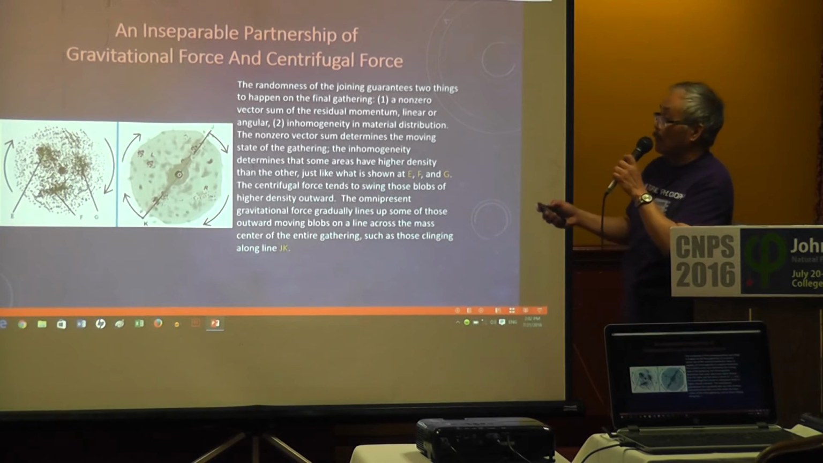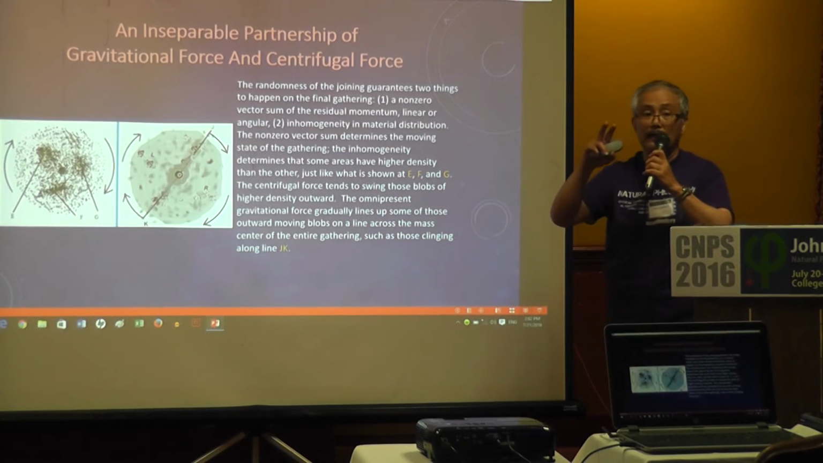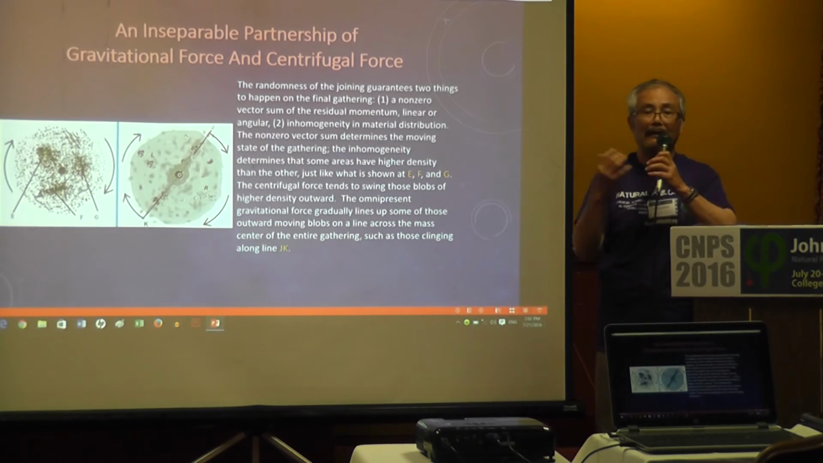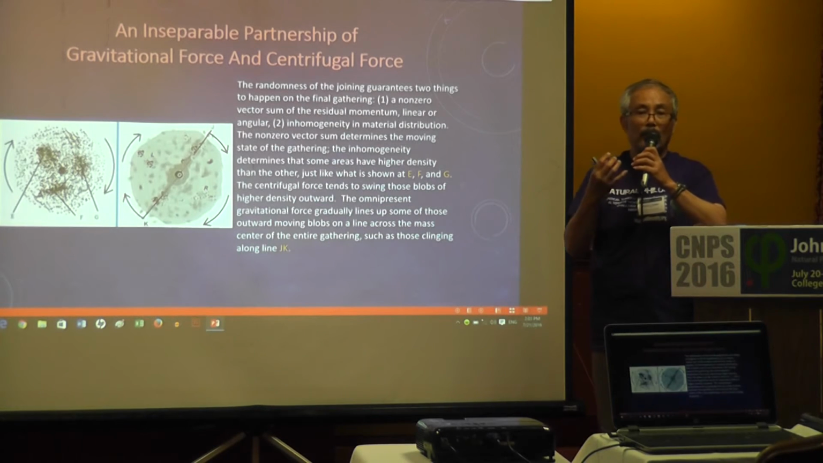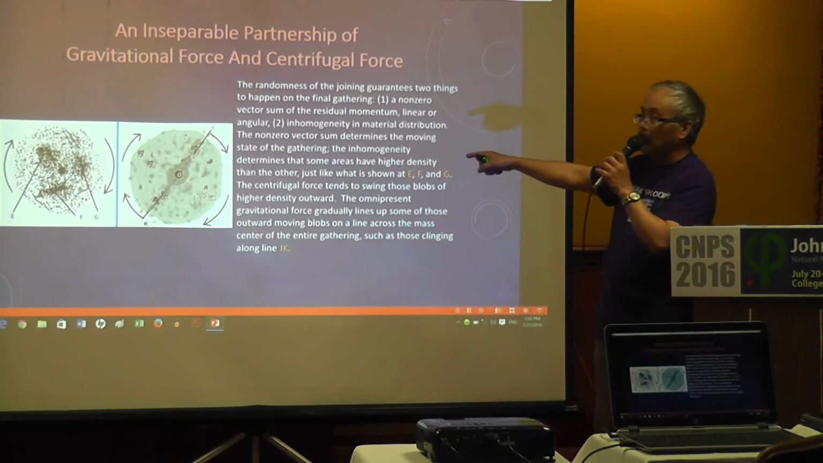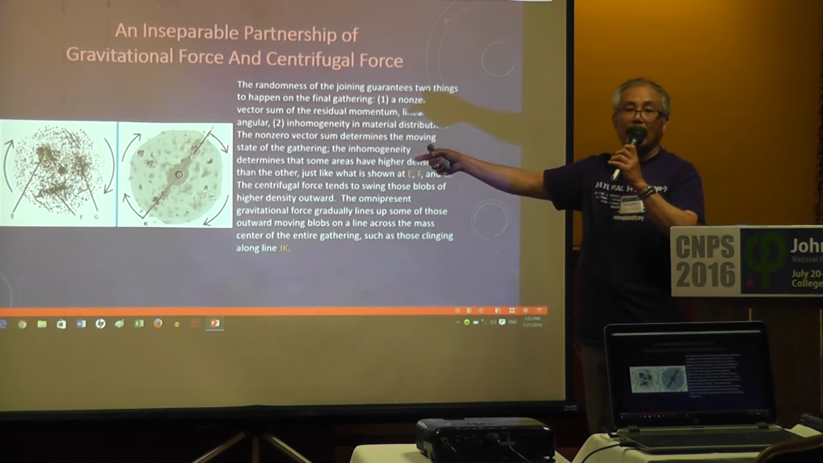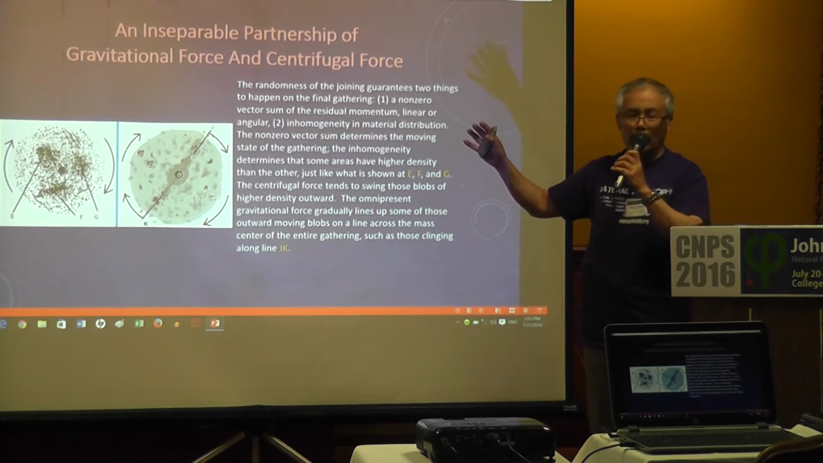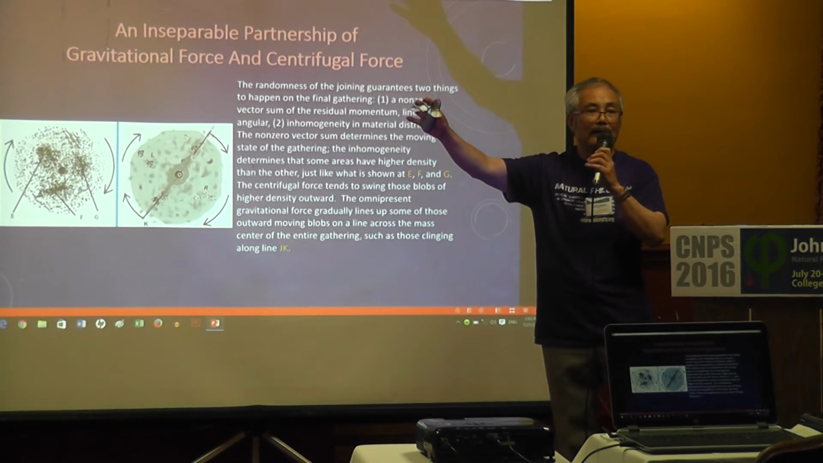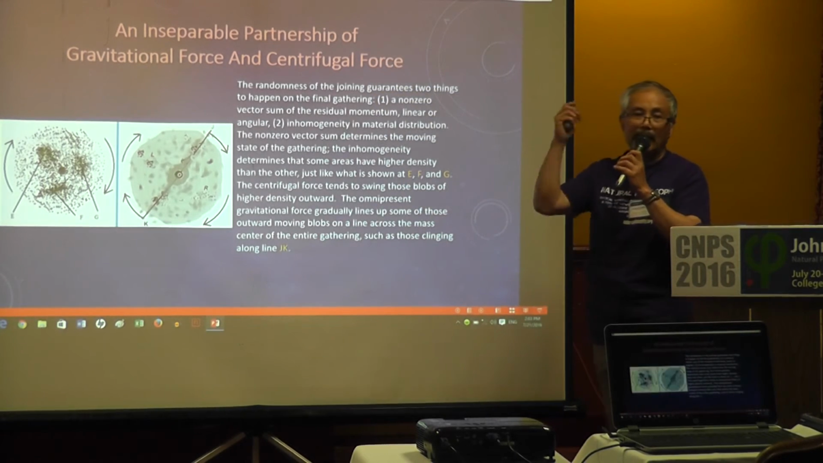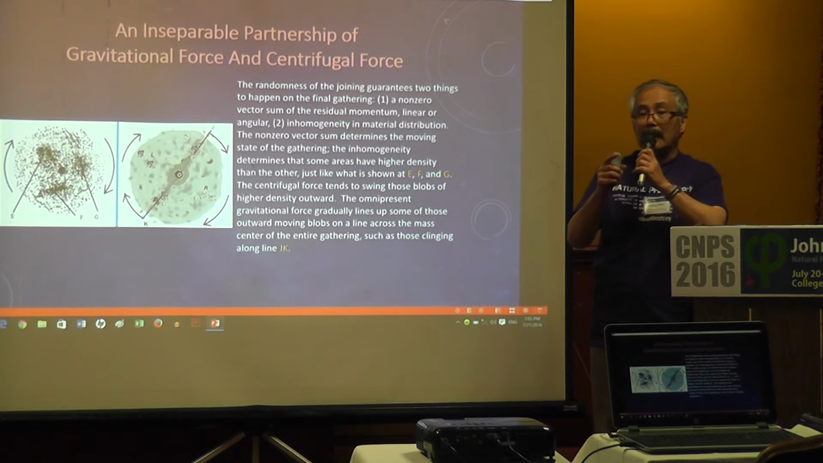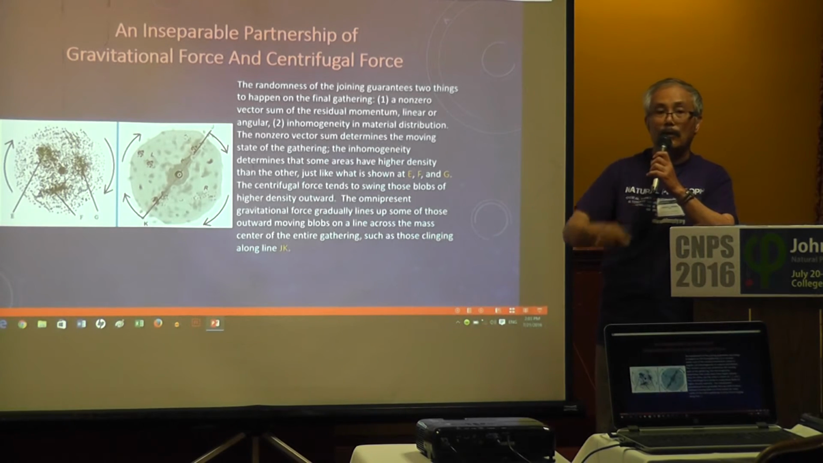When material is randomly tossed together, there are two things to be guaranteed. Number one is that momentum cannot be exactly cancelled out. There will be some residual momentum, linear or angular. Angular momentum determines how the final material gathering spins. And the linear residual momentum will determine how it will translate, moving with respect to other objects, other galaxies, other celestial bodies. The next thing guaranteed is the inhomogeneity of material distribution.